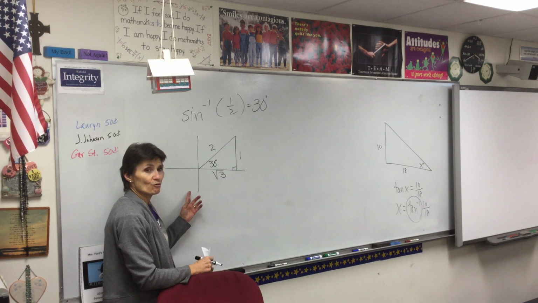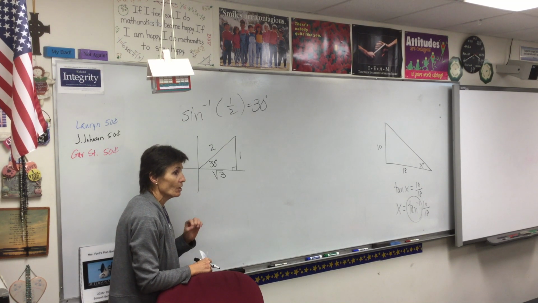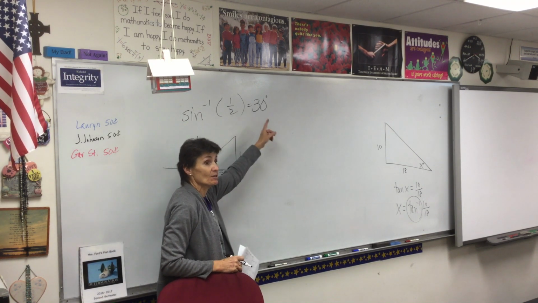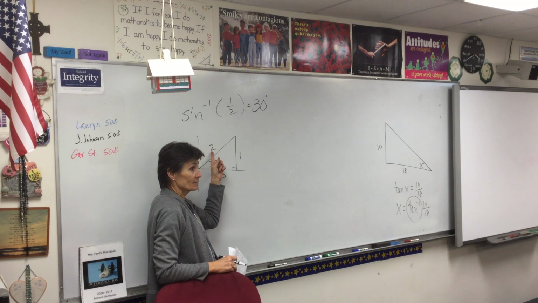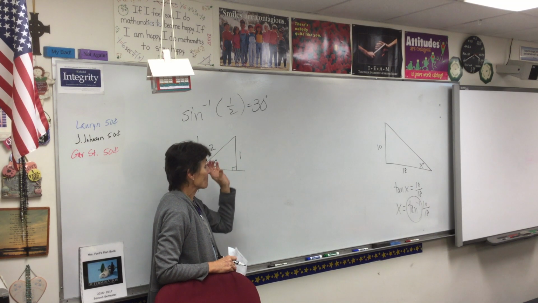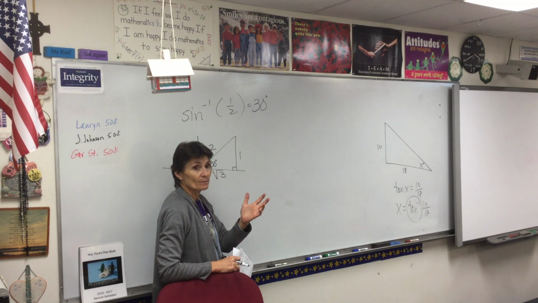So you're working your triangle backwards from how you're doing it on the quiz. On the quiz, I'm going to say find sine 30. You're going to draw that picture and say 1/2. Now I'm working it backwards. I'm giving you the sine, and you're telling me what angle that goes with.